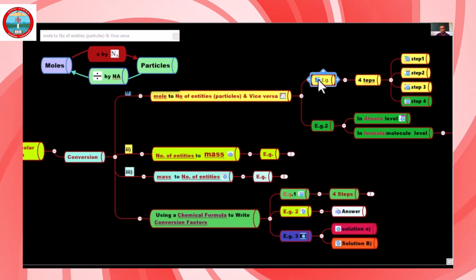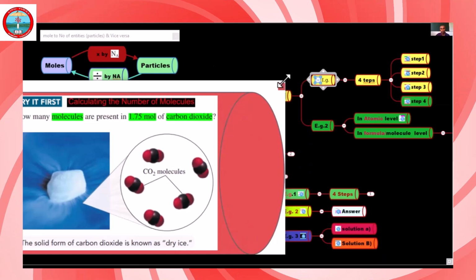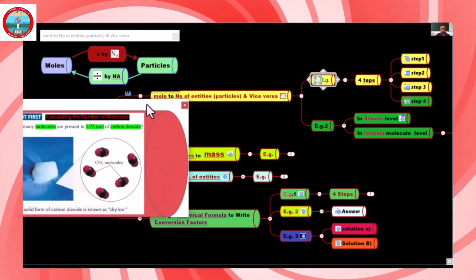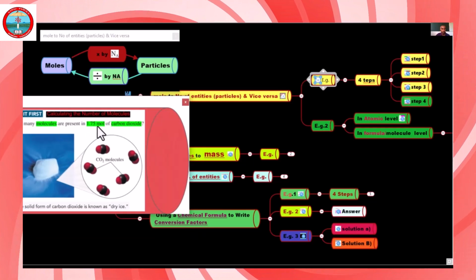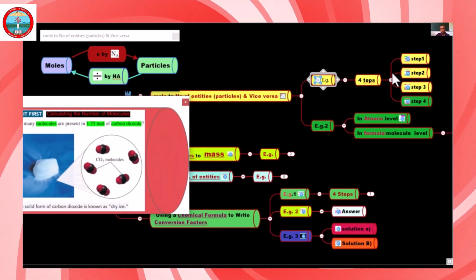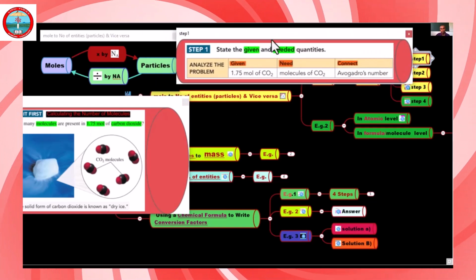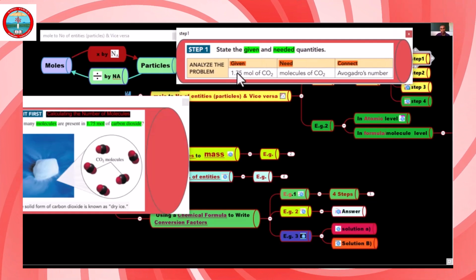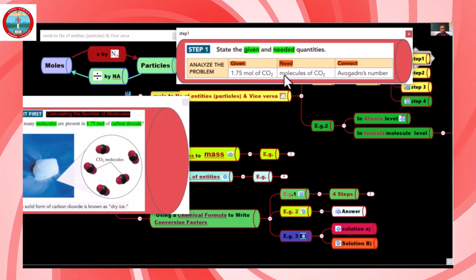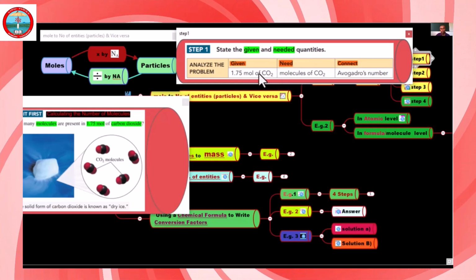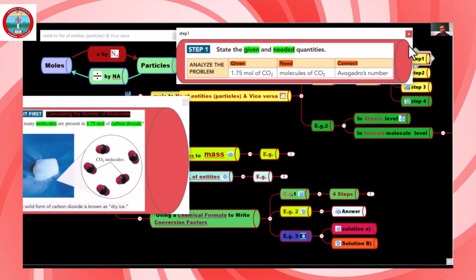Example, if you see this example, how many molecules are present in 1.75 moles of carbon dioxide? So we will follow 4 steps. The first step is to state the given and the needed quantities. The given is the amount of moles of carbon dioxide, and we are asked to change these moles into molecules of carbon dioxide. So connect this with the Avogadro number.